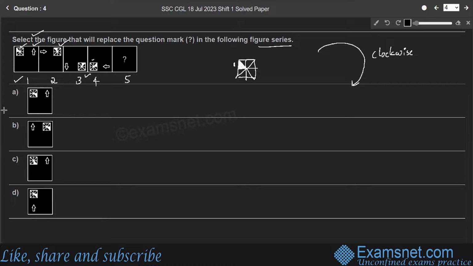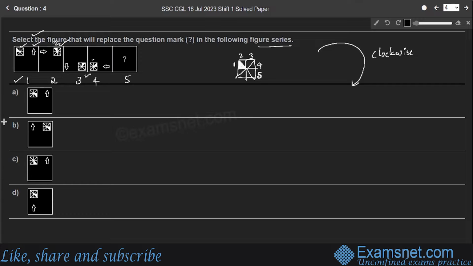So look at the shaded part. In the first figure, the first part of the square box is shaded, right? In the second figure, the second part, so this part is shaded. In the third figure, the third part of the square box is shaded. In the fourth figure, the fourth part is shaded. Therefore, in the fifth figure, the fifth part of the figure should be shaded.